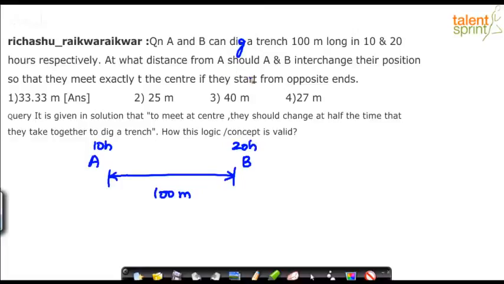So at what distance from A should A and B interchange their position so that they meet exactly at the center if they start from opposite ends?